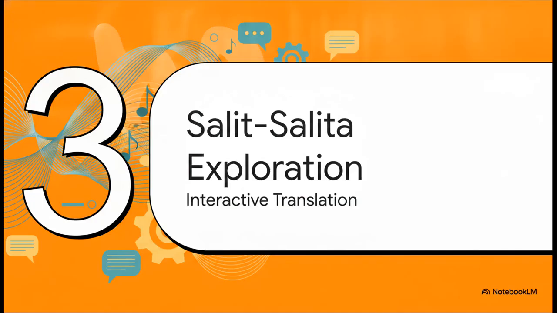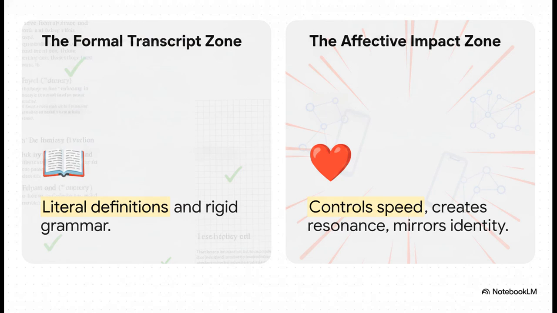That brings us to Section 3, the Salita exploration. When we really analyze our text, we can split it into two distinct zones. On one side, we have the formal transcript zone, which is all about rigid grammar and strict dictionary definitions. But on the other side is the affective impact zone. This is where authors deliberately deploy local dialects to control the pacing, match modern digital realities, and create intense emotional resonance. It's a calculated literary tool, not just some casual stylistic choice.